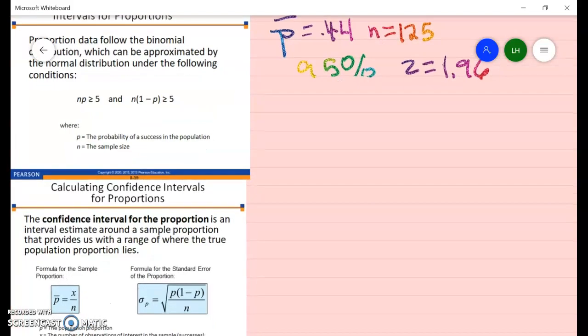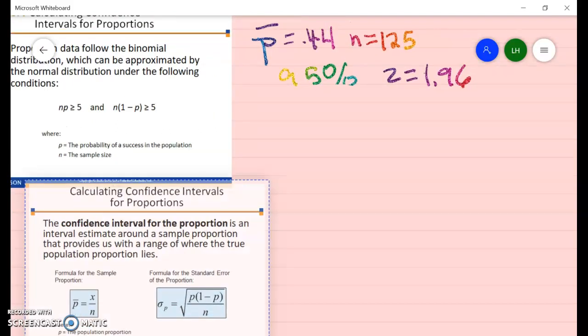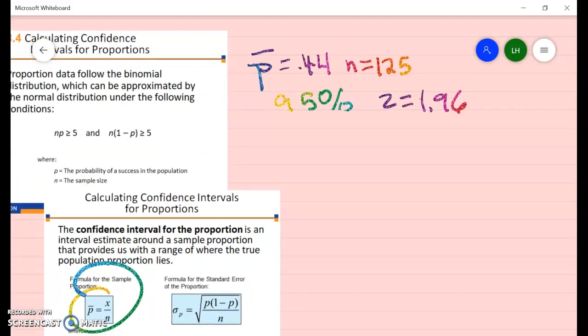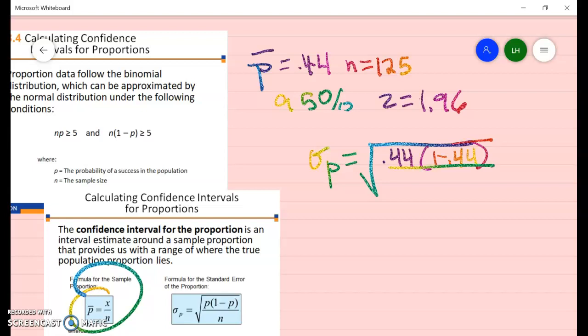Now, to calculate your proportion, we already have the proportion calculated. We don't have to do that part. We need to calculate the standard error of the proportion. So we're going to do the square root of p, which is 0.44, times 1 minus 0.44 over n, which is 125. So let's see what that is. So you're going to get 0.0444, actually, I'm going to round it to 4 decimal places.